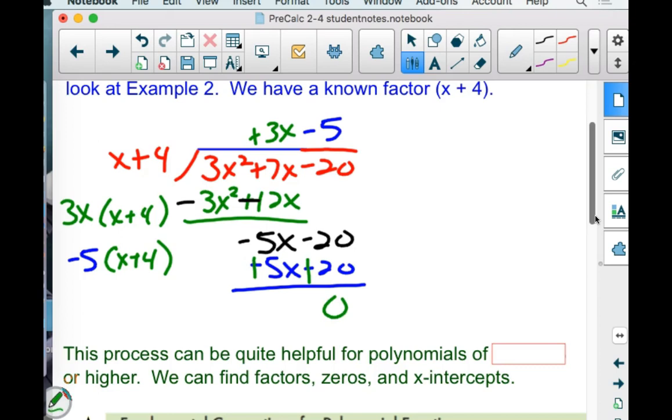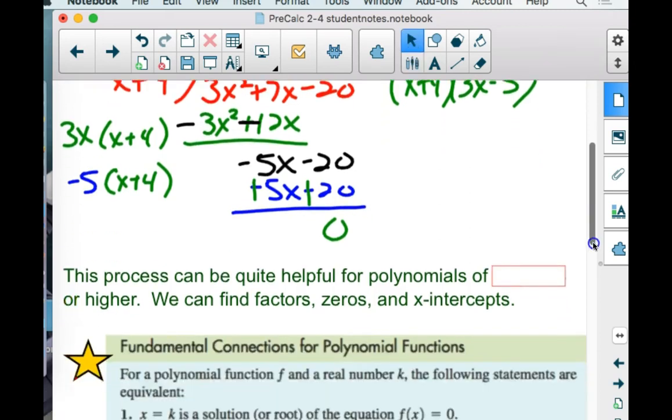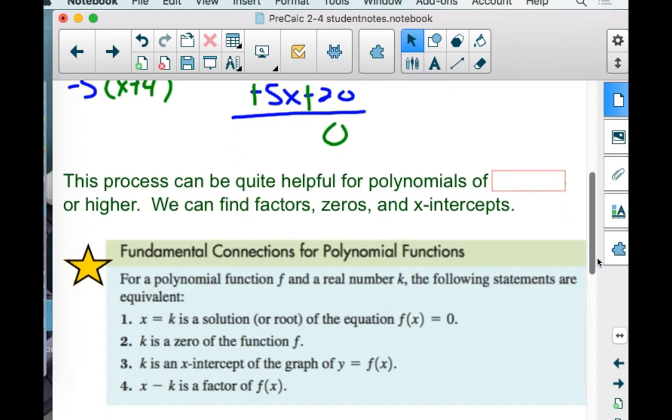So that means 3x squared plus 7x equals 20 can be found by taking x plus 4 times 3x minus 5. So finding the product of x plus 4 and 3x minus 5 will give us that exact polynomial. Now, that's an okay process. It works pretty good. This process can be quite helpful for polynomials of degree 3 or higher. We can find factors, zeros, and x-intercepts. So it's important that we see that 0 so that we'll know, hey, we just found one of the x-intercepts.